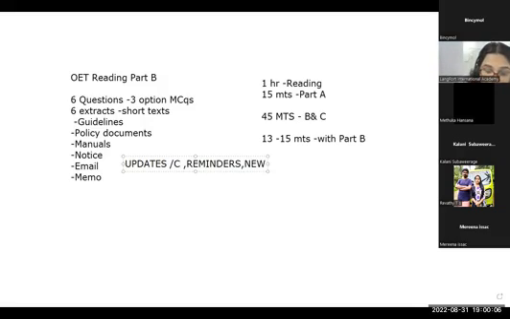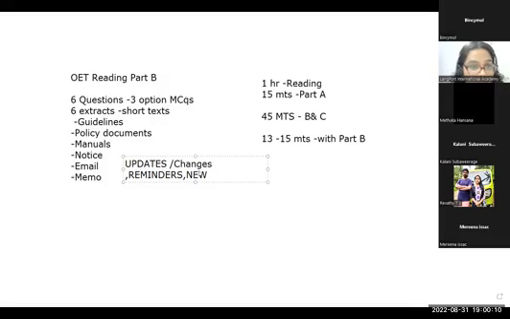So updates or changes: something was already there, for example, the vaccination policy for the staff. Something has changed, so they are updating you through an email or through a memo or a notice. Or reminders. There is already something there, and they are reminding you about it. Maybe something happened: yesterday a patient slipped and fell down in the ward. So all of you know how to take care of such a situation.